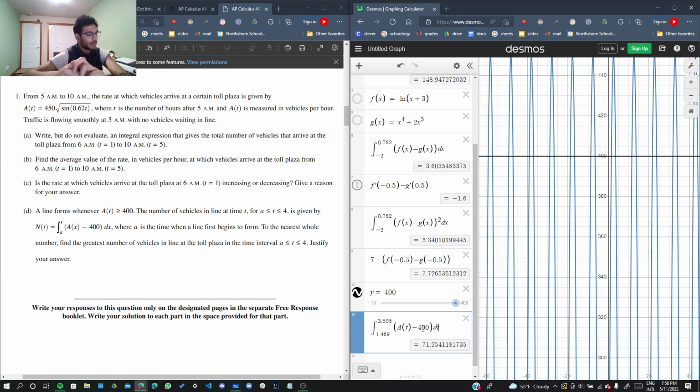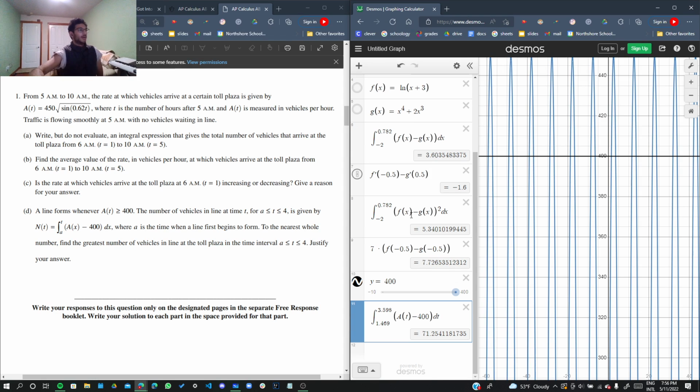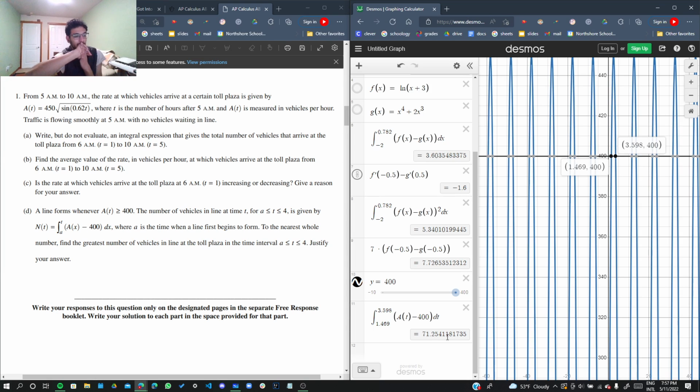That does not seem right. Oh, that's just the error. Okay, I think that is right actually. 71 point. So that's when the line forms, whenever A of t is greater than 400. So the line forms at 1.469, and then we just take the maximum area of A of t from that point onward, to 3.598, and that's it. Other than that, now you're just going to start decreasing area. I'm pretty sure this would be the answer. 71.25, that would be the greatest answer for there.